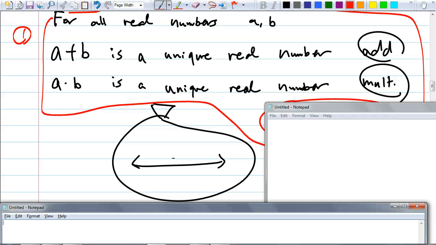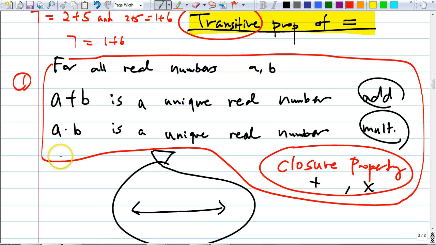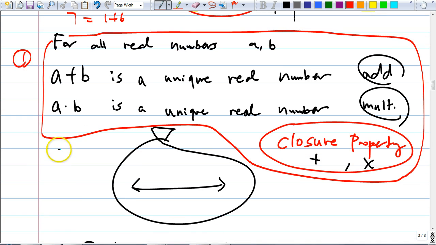Anybody want to guess? Okay, one person? Tawa, what do you think? Closure property. Oh, have you already done this? Okay, it's called closure property. Kind of sounds like close, right? So you're exactly right. So closure property: if you're adding two numbers and you get a unique real number, it's called closure property of addition. If you're multiplying two real numbers together, it's called the closure property of multiplication. Does that make sense?